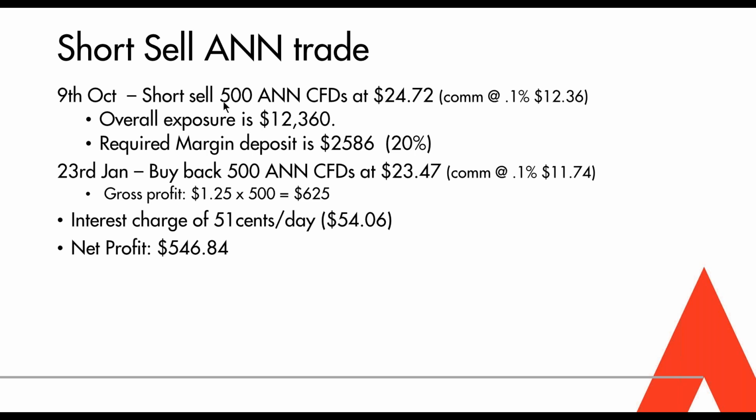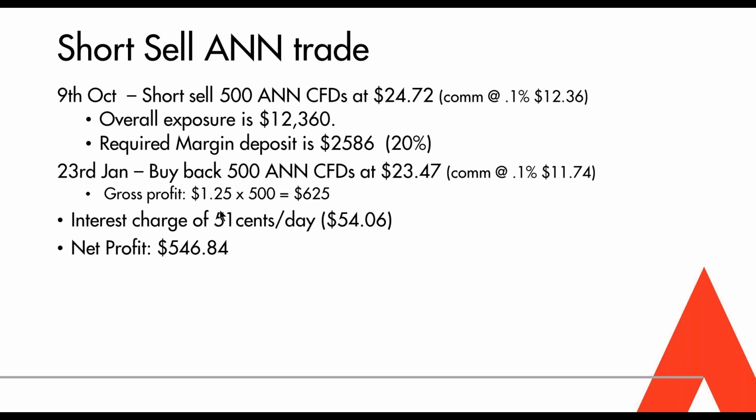We've opened by short selling 500 at 24.72 and we've paid commission of 12.36. Our overall exposure is 12,360 and the margin required is 2,586. To close our trade, we buy those CFDs back at 23.47. We've got a commission again of 11.74.